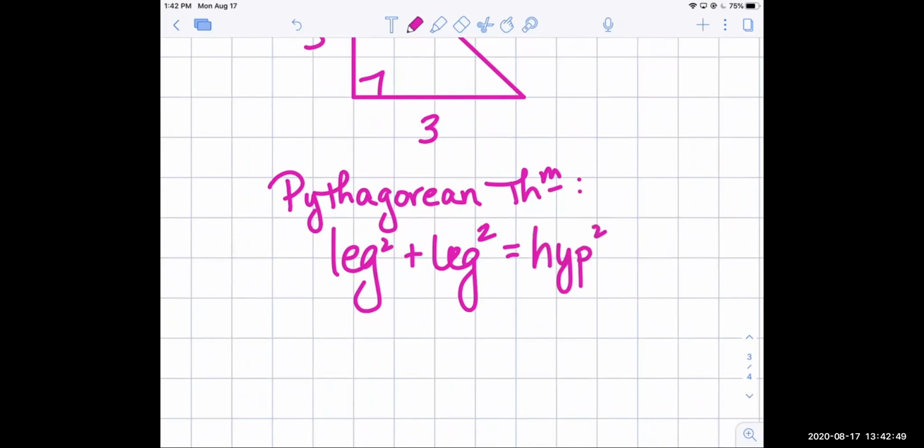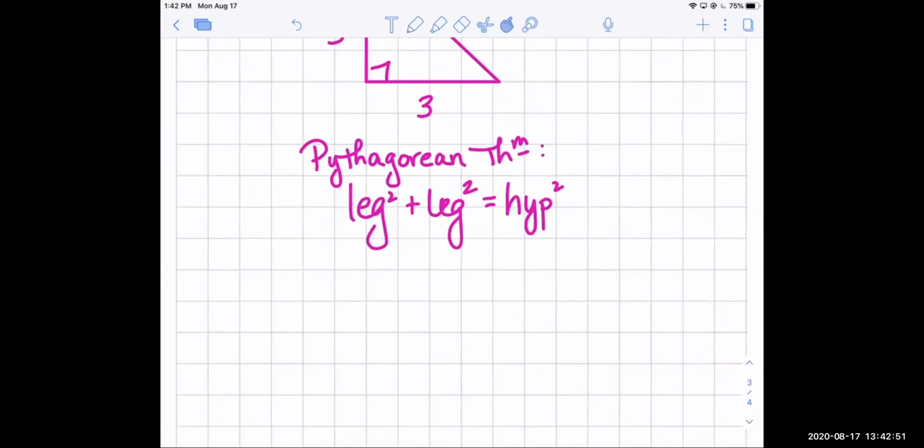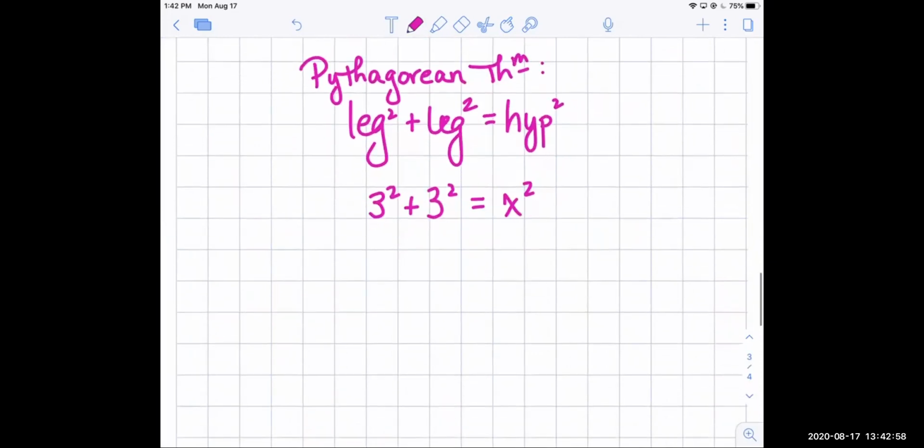Hypotenuse squared. So if you wanted to find how long that segment is, you would go 3 squared plus 3 squared is x squared. That's obviously 9 and 9 is 18. How do you solve for x?